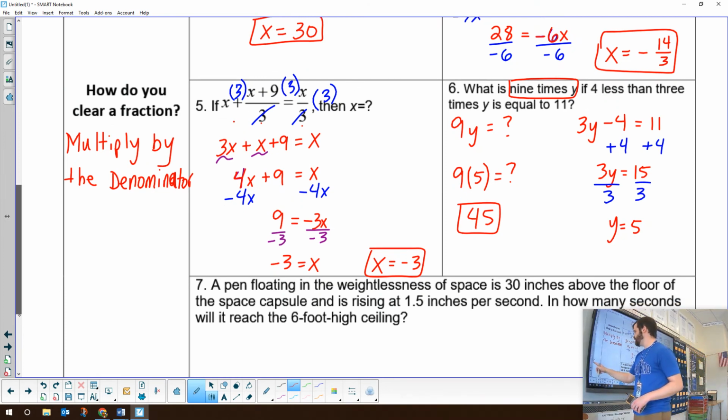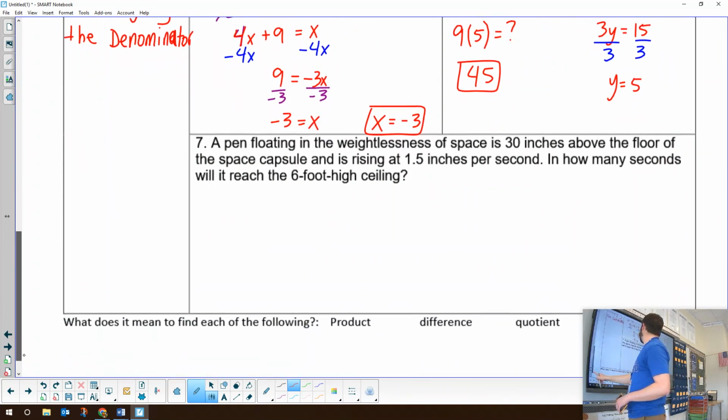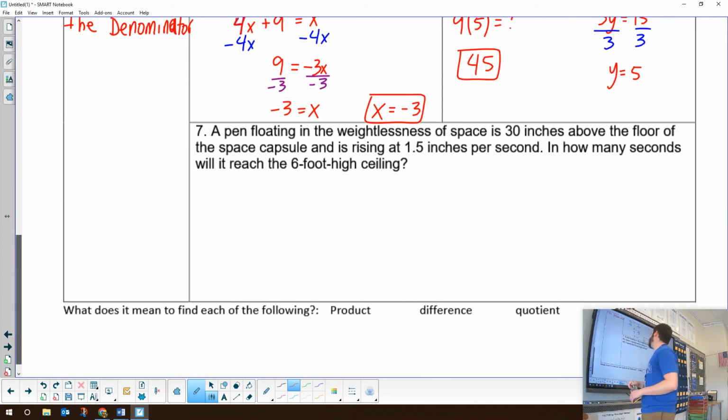All right, number 7, this is our last one. Number 7, a pin floating in the weightlessness of space is 30 inches above the ground, the floor of the space capsule, and is rising at 1.5 inches per second. In how many seconds will it reach the 6-foot high ceiling? If I can read.